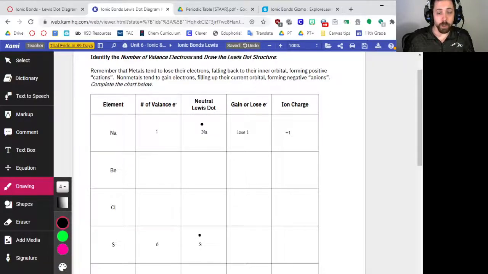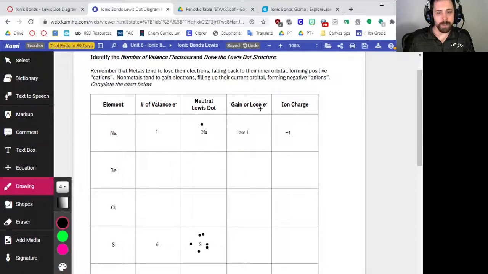So follow our rules. We'll go around all 4 sides. 1, 2, 3, 4. Now I have 2 more dots to put on, so I can start pairing them up. 5, 6. So here I have all 6 dots on sulfur. This is what our Lewis dot structure looks like.